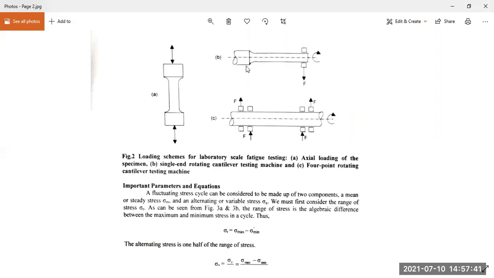But there is another way. This is the axial loading. This is the single-end rotating cantilever testing machine. What is that?